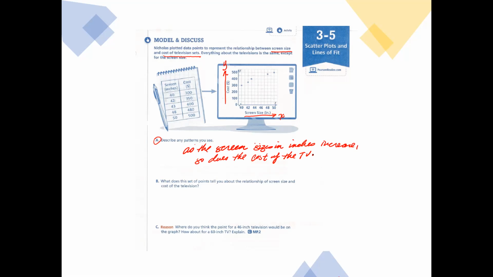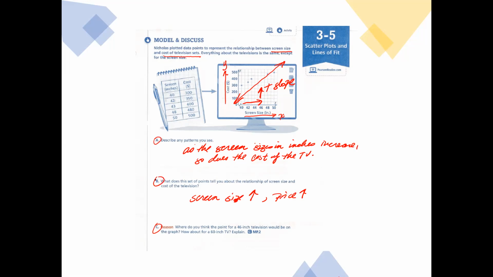B, what does a scatterplot tell you about the relationship between the screen size and the cost of the television? Well, if I were to draw a line through these points, then you can see that it is a positive slope. So essentially, as the screen size increases, so does the cost of the television. So you can write something like screen size increases, price increases.